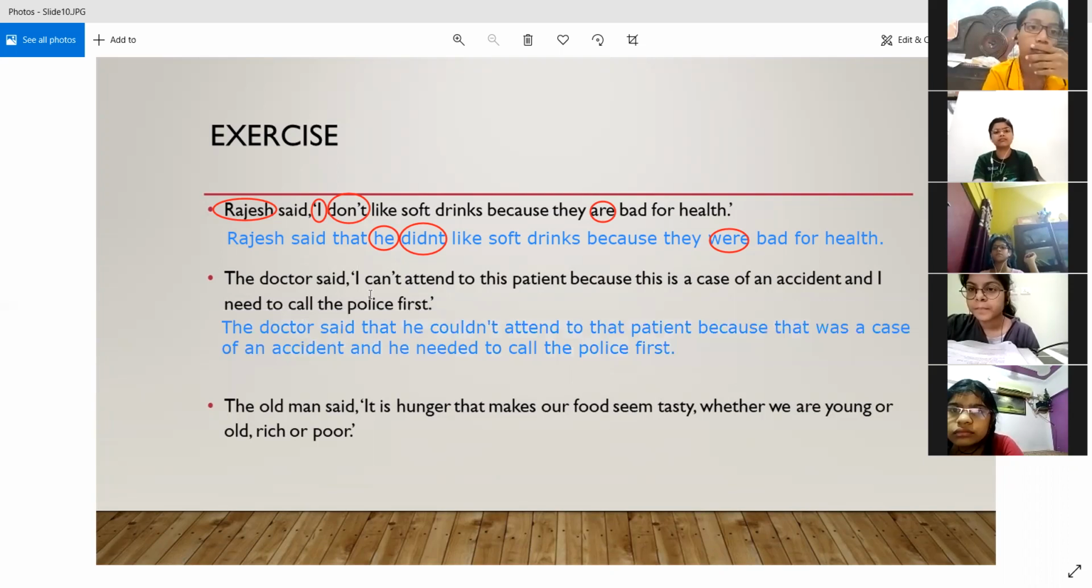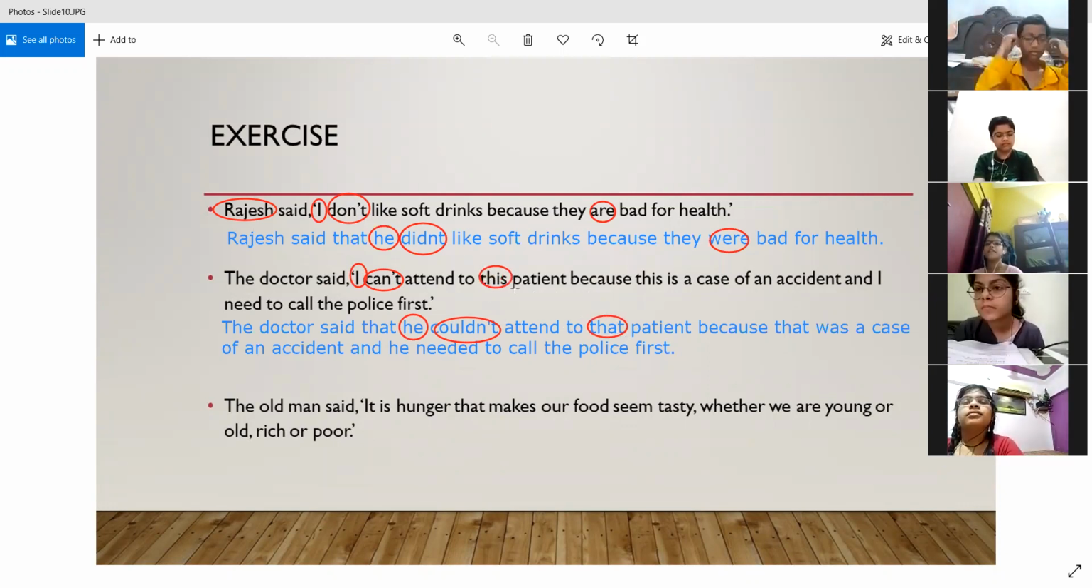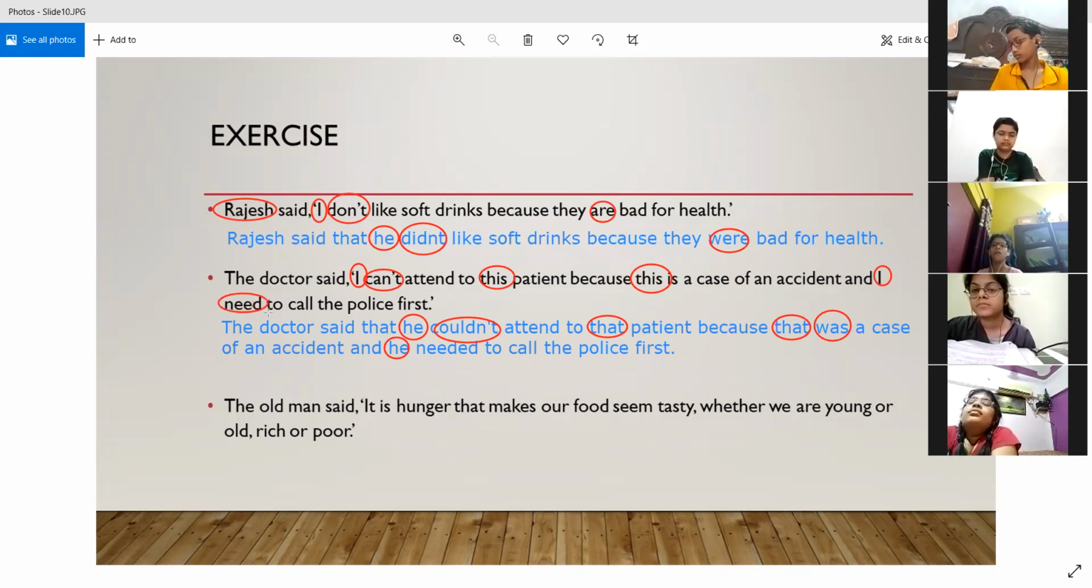All right, so see what is happening over here. First of all, you will find that the doctor is present, so I told you it is your choice. So I have used he in place of I. So the doctor said that he. Then you can see modal can has been used, so can't has been changed into couldn't, right? In the past. So he couldn't attend to this patient has changed into that patient, because this is a case has changed into that was a case of an accident. And over here also again, I was there, so I has again changed into he. Need is there, which is simple present, so again it has changed into simple past. So he needed to call the police first. So you can see how many changes are taking place.